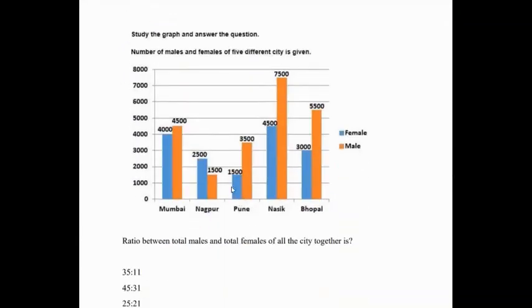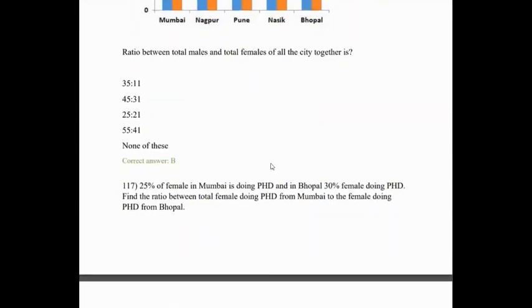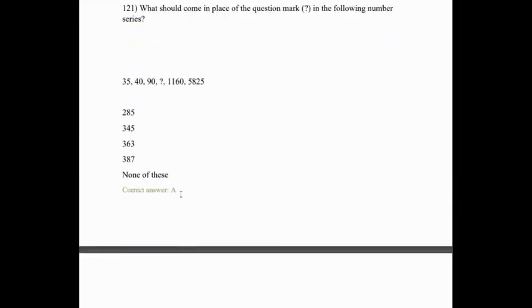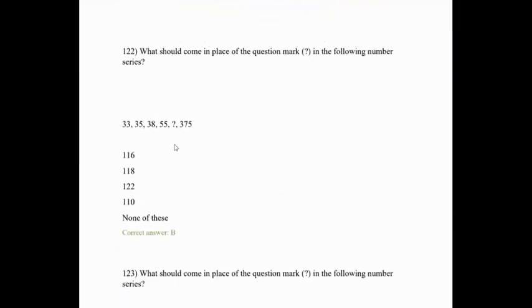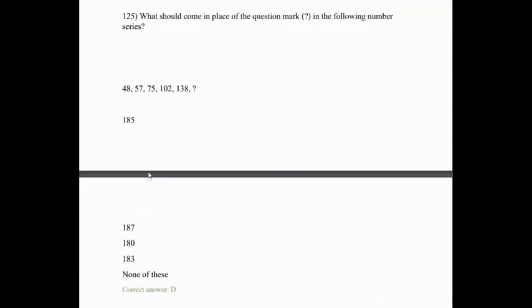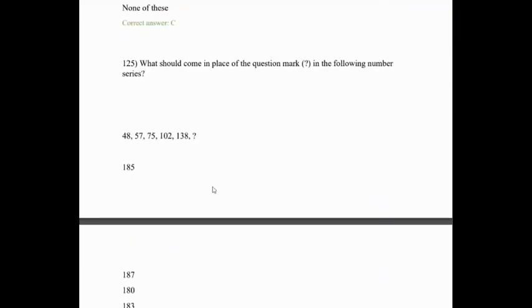Okay. So from 116, the DI has started based on some histogram or graph chart. So 116, 117, 118, 119, 120. So 5 questions have been asked on DI. So 121 is number series. Now this is the common part in almost all the examinations. So you need to be thorough. 121, 122, 123, 124, 125. So till 125, the number series was asked. That is to find the wrong number or the number which should be filled in at the question mark.